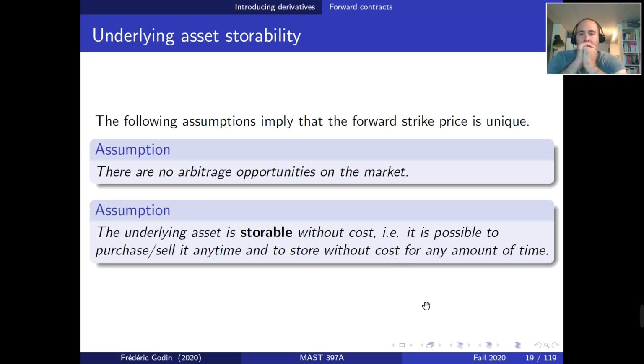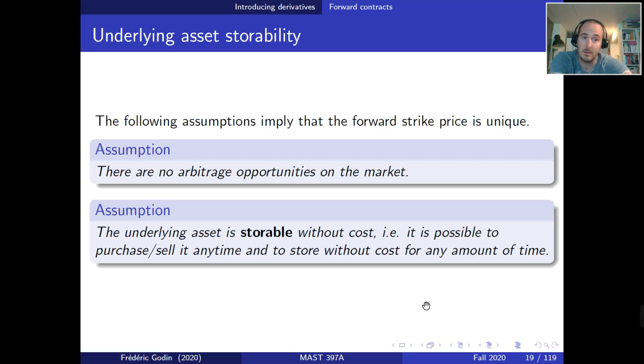So we mentioned that based on some assumptions, there would be a single strike price in the forward contract that makes sense. So what are these assumptions? Well, these are presented now. The following two assumptions imply that the forward strike price is unique.